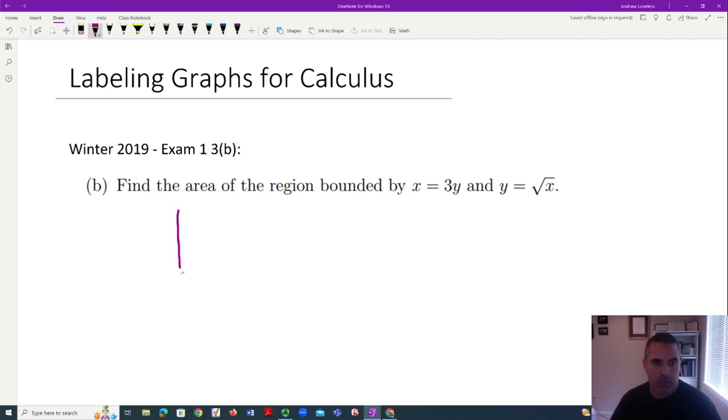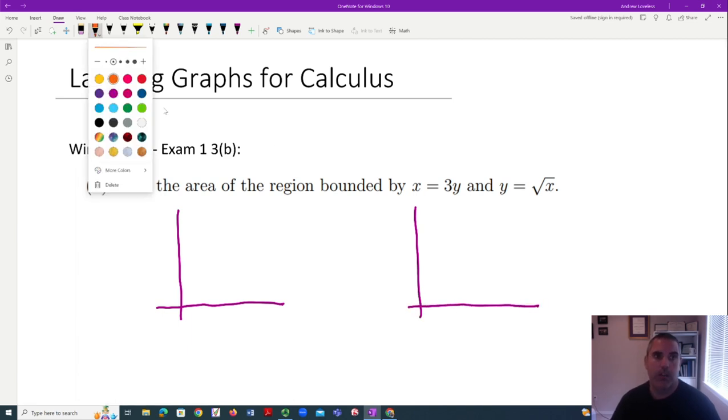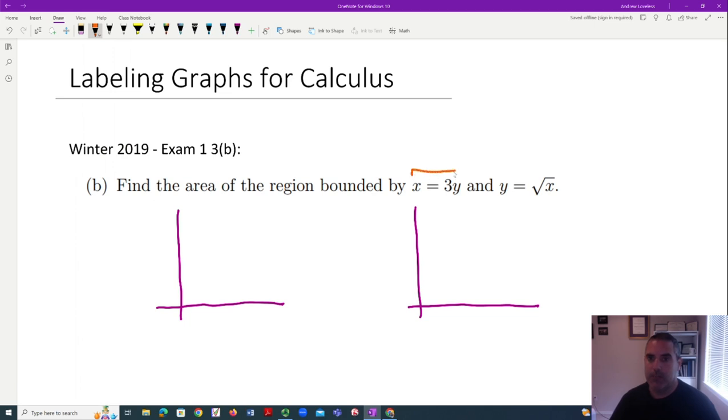So for each one of these problems, I'm going to do a handful from old exams. I'm going to draw the picture twice, and I'm going to talk about how you can label it in terms of X and how you can label it in terms of Y. So first, let's draw this line.